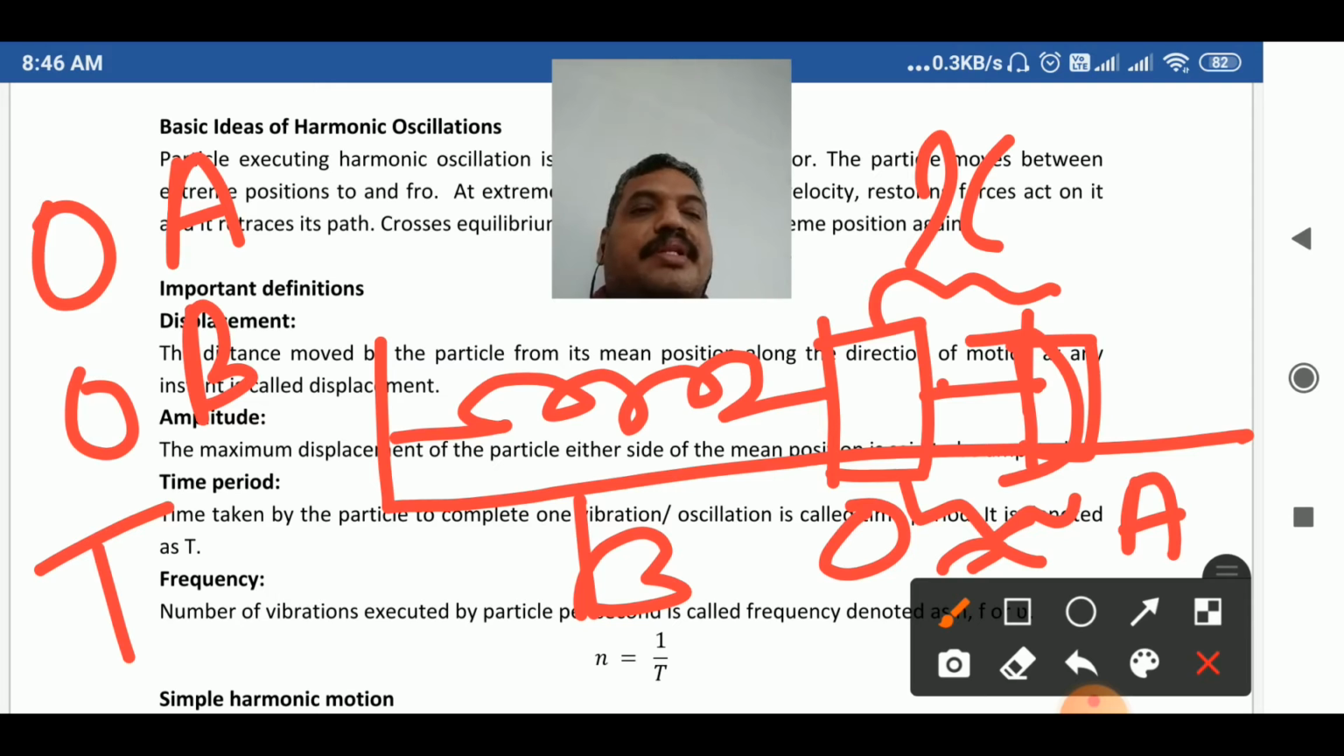One oscillation means the object starts from B, goes up to A and comes back to B. Or the object starts from O, goes up to B, then goes up to A and comes back to O. Or the object starts from A, goes up to B and comes back to A. The time taken for one complete oscillation, that we call time period.